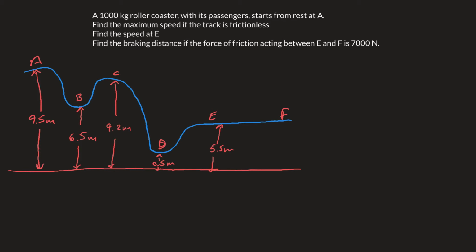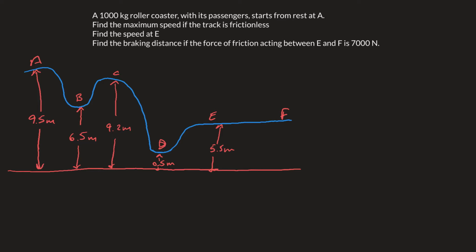Here we've got a roller coaster, and we've noted six particular points on the roller coaster and then their relative heights from the ground. So the roller coaster is 1,000 kilograms, and this includes the mass of all the passengers. It starts from rest, so V equals 0 at A, and then ends at F. We're going to look for the maximum speed, assuming the track is relatively frictionless.